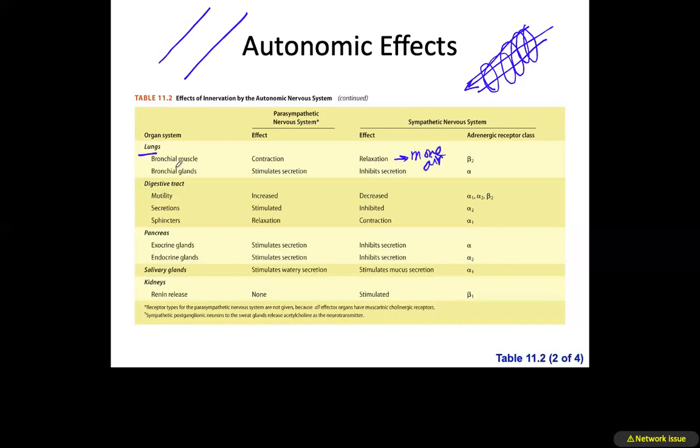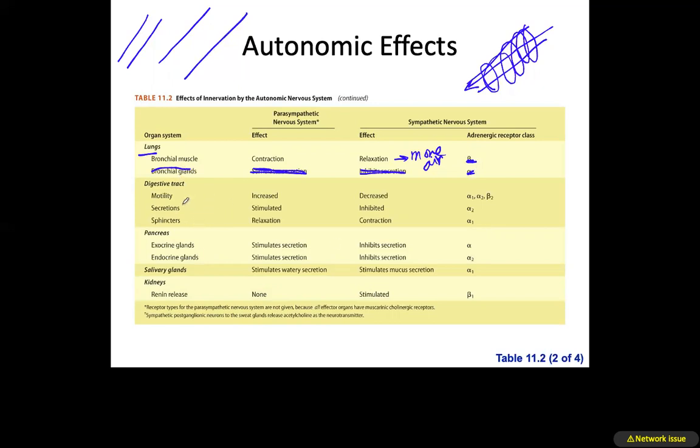You don't need to know bronchial glands. So you guys literally can draw a line on this, not necessary for you guys to know. Now, when you look at the bronchial muscle during the parasympathetic nervous system, in comparison, the air passageway is usually smaller in diameter through the contraction of these muscles. You also don't need to know whether the receptors are beta or alpha.